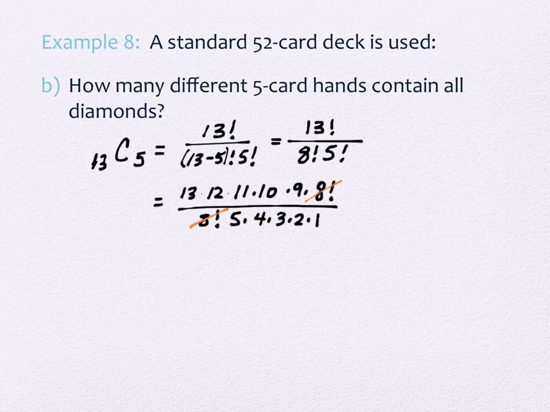Excellent. So there's my 8 factorial. It's gone away. Group something together for me. 5 and 2 make 10. Fantastic. 4 and 3 make 12, leaving me with 13, 11, and 9. What is 13 times 11 times 9? 1,287.